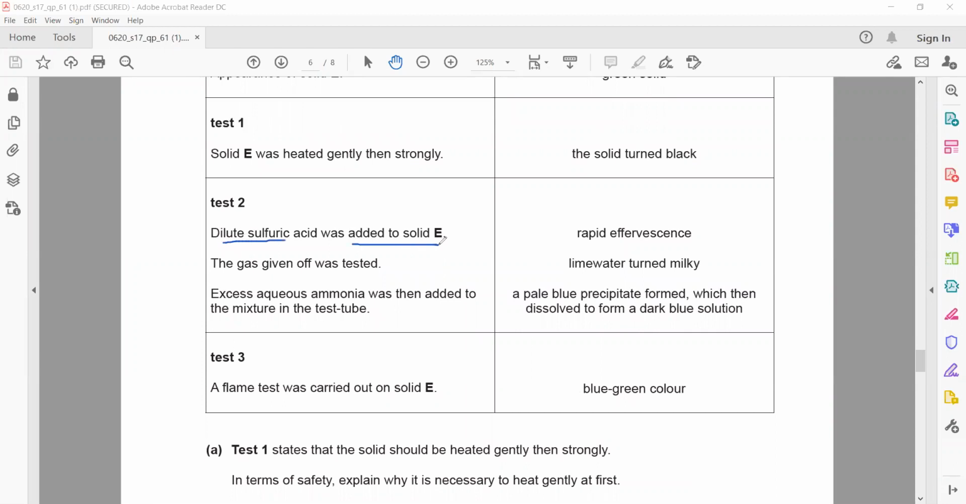An excess of aqueous ammonia is added, a blue precipitate forms, then a dark blue solution. So that confirmed copper ion is there, copper 2. A flame test was carried out. It's a blue-green color flame. That is a confirmation for copper. Copper flame is blue-green in color.